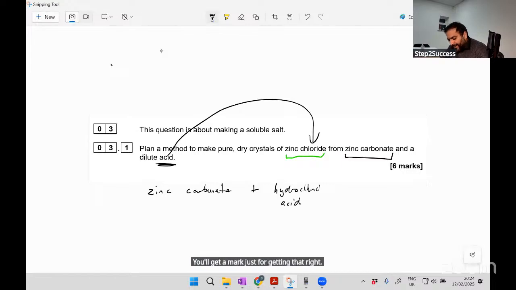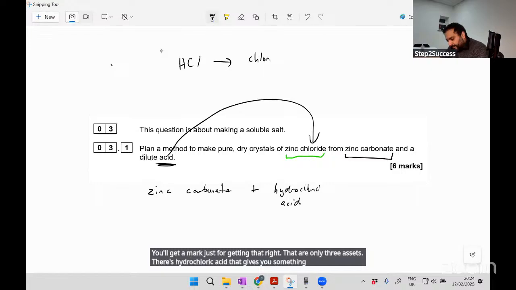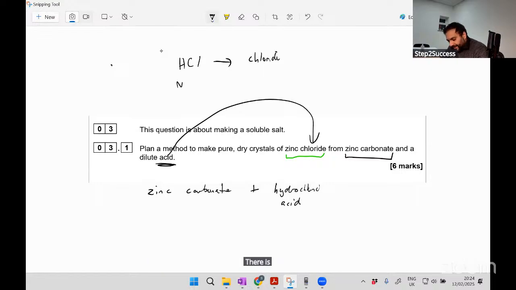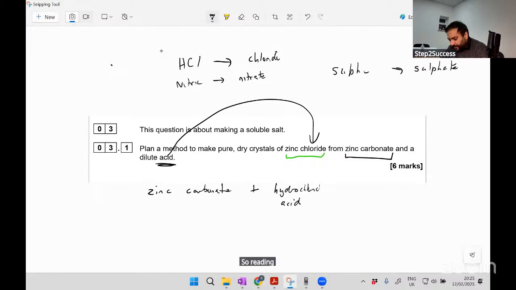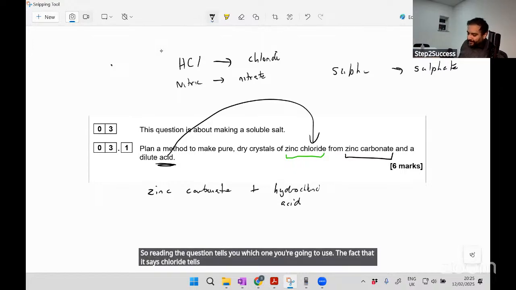Remember, there are only 3 acids. There's hydrochloric acid that gives you something chloride. There is nitric acid that gives you something nitrate. And then there is sulfuric acid that would give you something sulfate. So reading the question tells you which one you're going to use. The fact that it says chloride tells you you're using hydrochloric acid in this question.